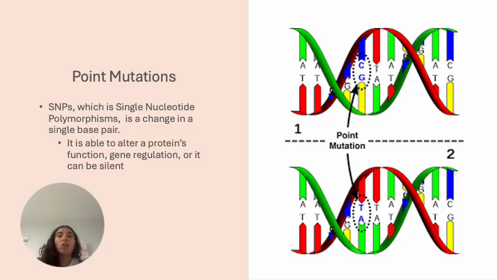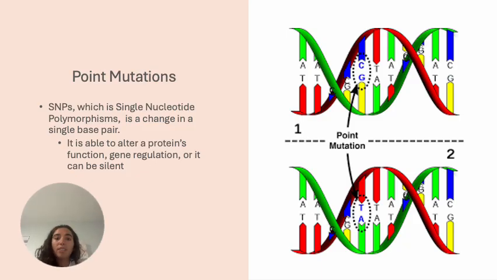A point mutation, also called a single nucleotide polymorphism or SNP, is a simple change in one single base pair in the DNA sequence. That's it, just one nucleotide out of thousands that we have within our system. Even though it's such a small change, it can have very different outcomes. Sometimes it changes the way a protein is able to work, sometimes it affects gene regulation, and sometimes it has no effect at all.